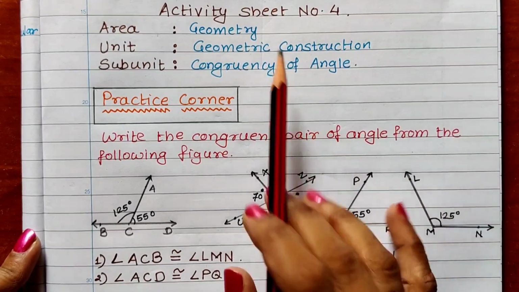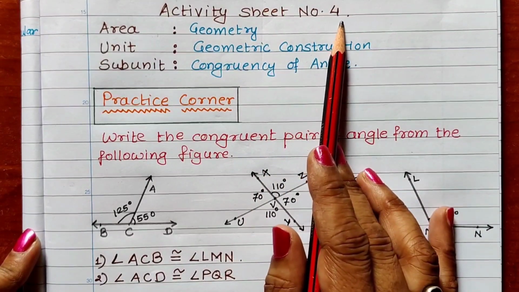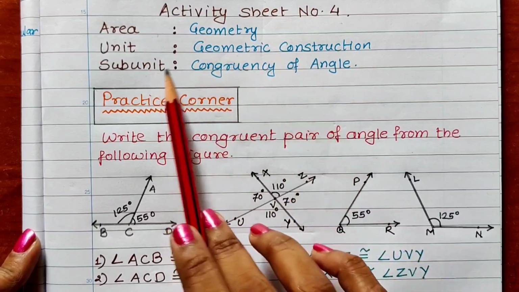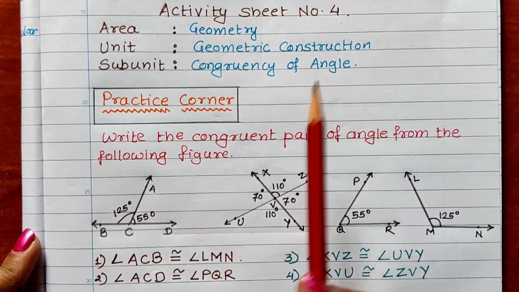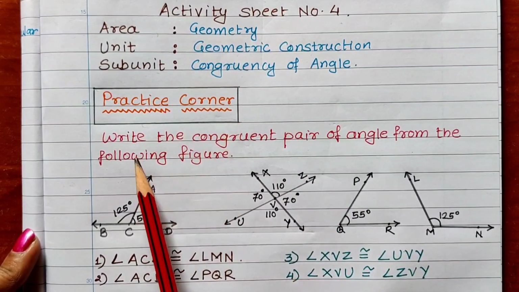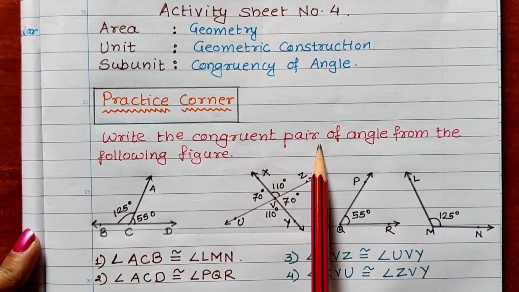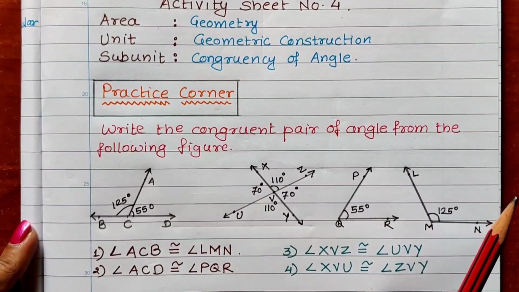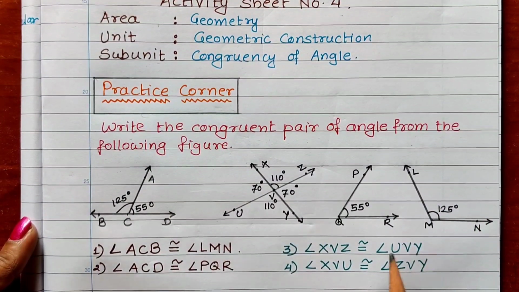So this is activity sheet number 4. I have written in my notebook. Area is geometry, unit is geometric construction, and subunit is congruency of angle. We have to write practice corner. Question is, write the congruent pair of angles from the following figure. You have to draw these figures, draw all 4 figures, and then write the congruent angles from this figure.